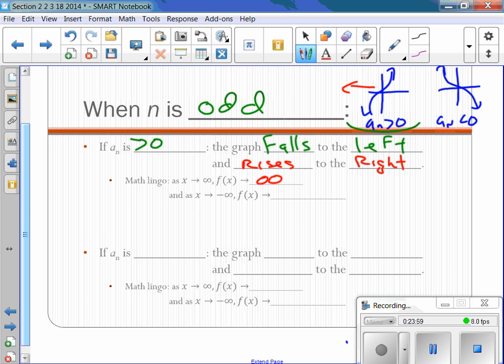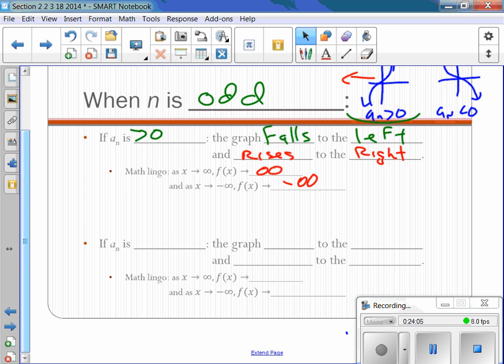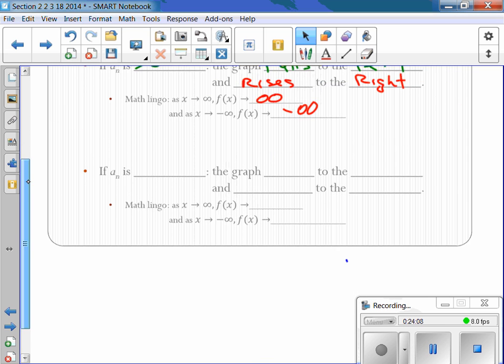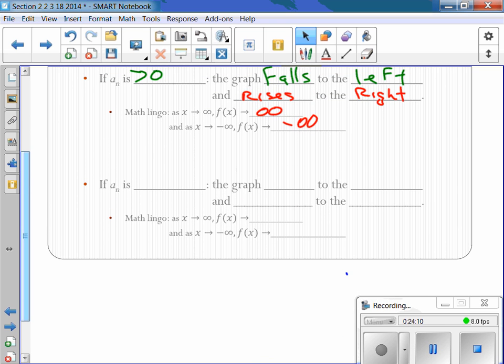Do I have something the same or different with this part if a sub n, my leading coefficient, is negative? Absolutely. So now it's going to rise to the left, fall to the right.